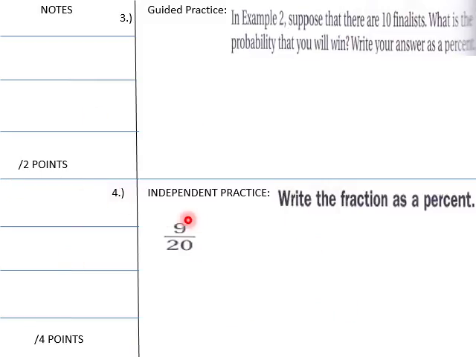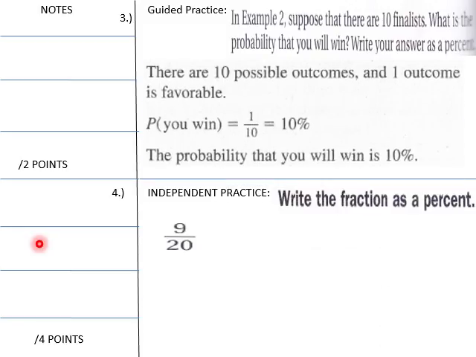Okay, here is our answer for a guided practice. When there are 10 finalists, what is the probability that you will win? Write your answer as a percent. Here is the solution. Probability you win is 1 out of 10, because you have 10 finalists here. 1 out of 10 is the same thing as 10%, is it not? So the probability you will win is 10%. And then the independent practice, that's you students. Figure that one out.